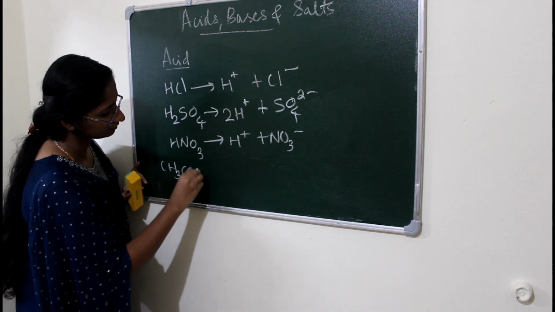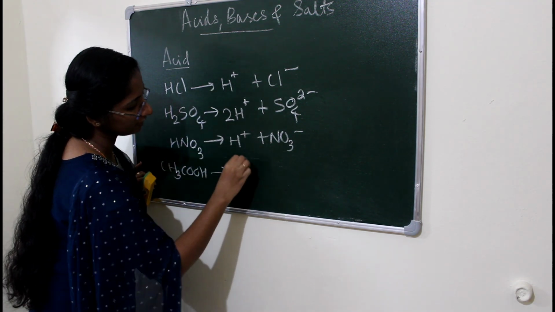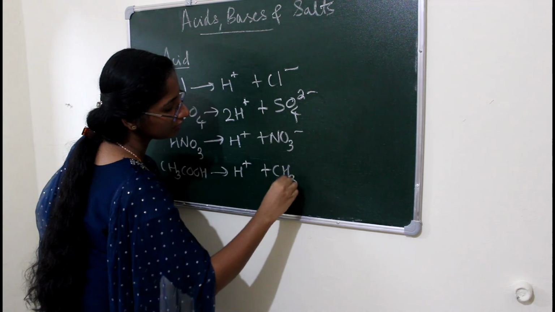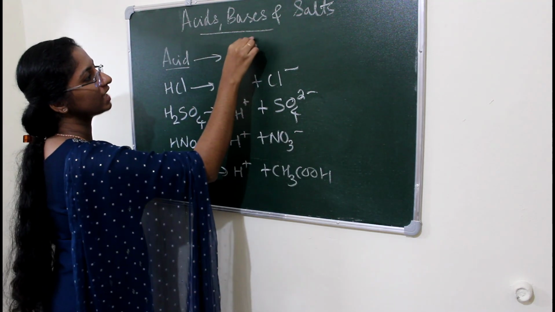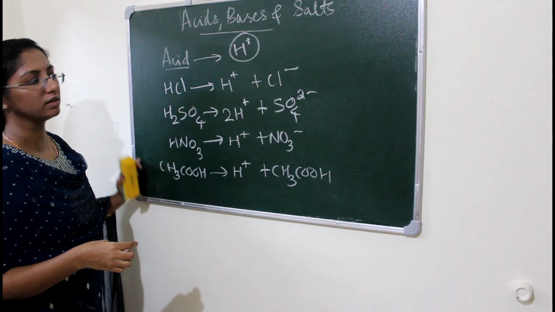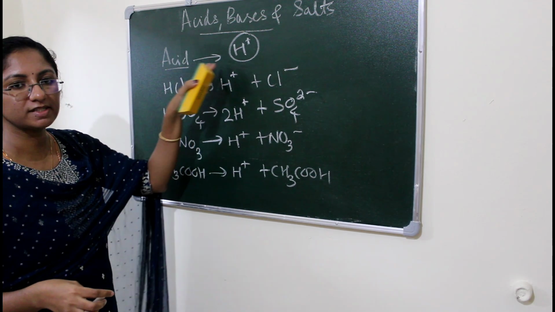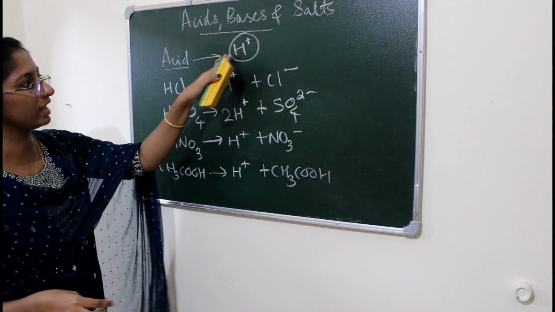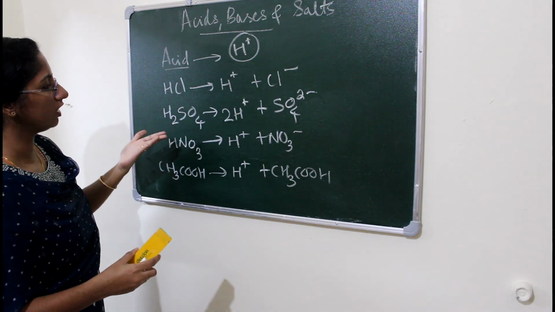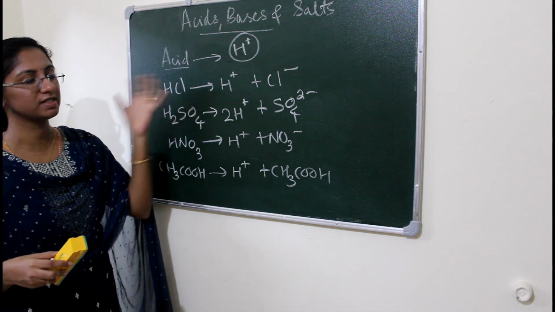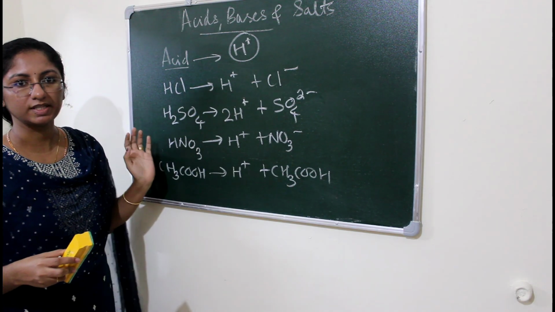CH3COOH, H plus and CH3COO minus. So all acids will have the H plus ion as the common part. The common ion is what? H plus ion. Within the acid, the common ion formed is what? H plus ions. Okay. So, how can we detect that H plus ions are formed within these acids?